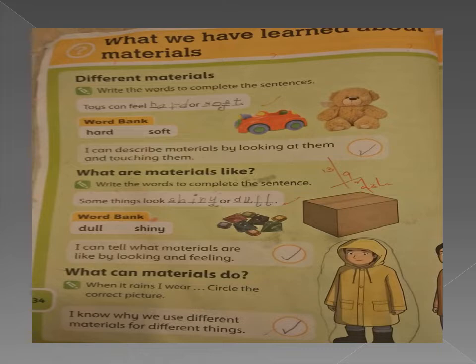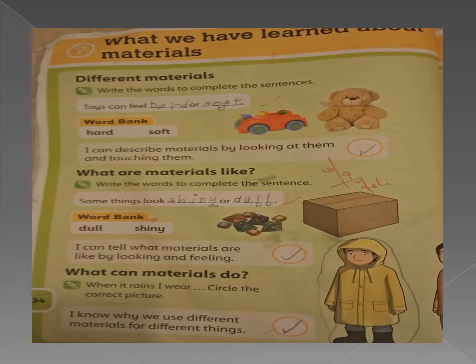Okay class, now write date and day on page 34 of your science textbook. Page number 34. What we have learned about materials. Yes class, what have you learned about materials? Yes, we have learned that all the materials have different properties and we group them according to their similar properties.